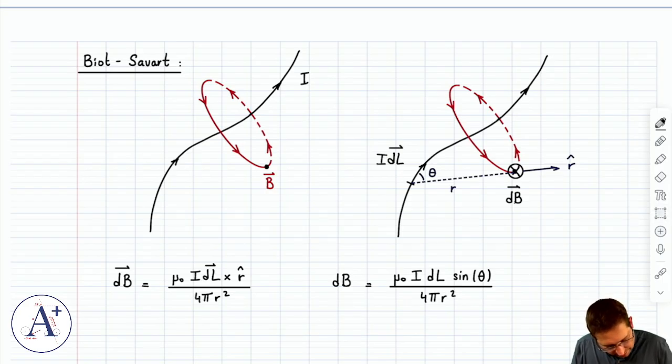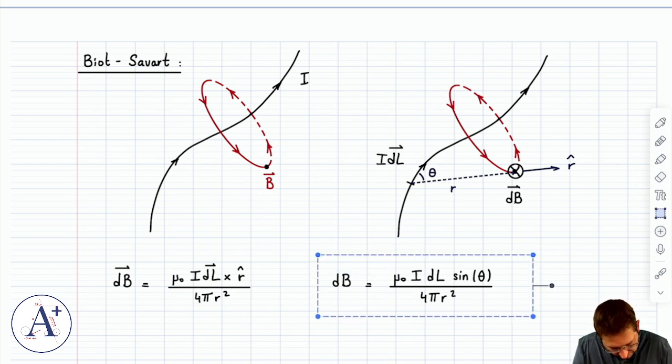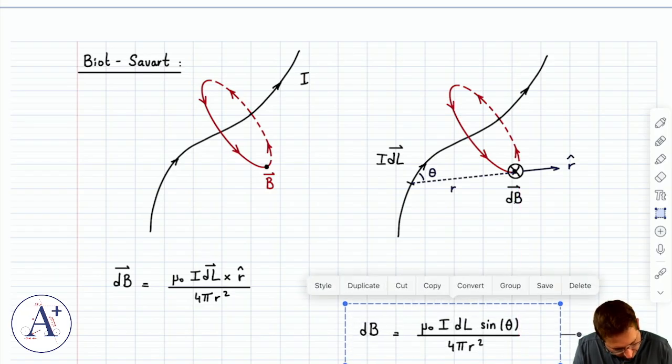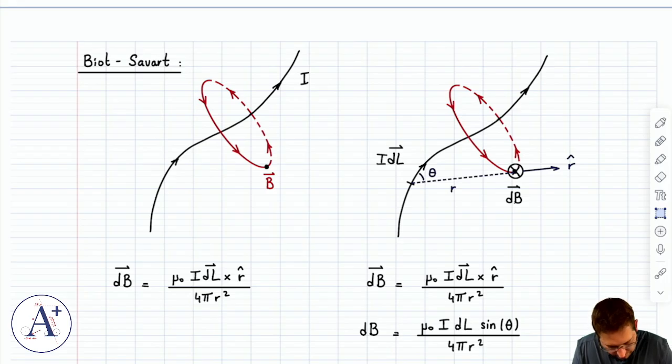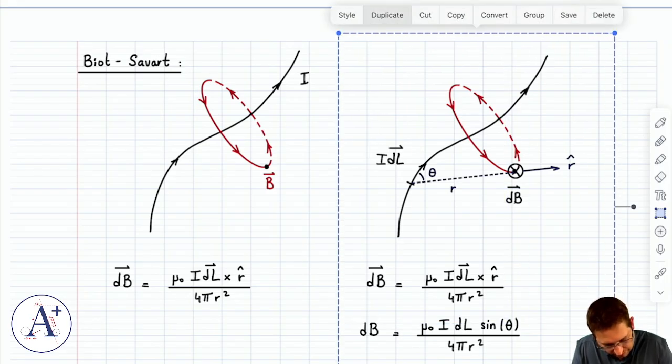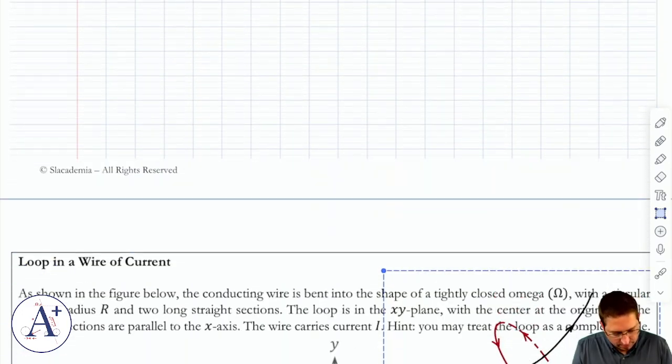Oops, no, let me do this. I'm just going to bring all of this with us so that we can reference it down here.